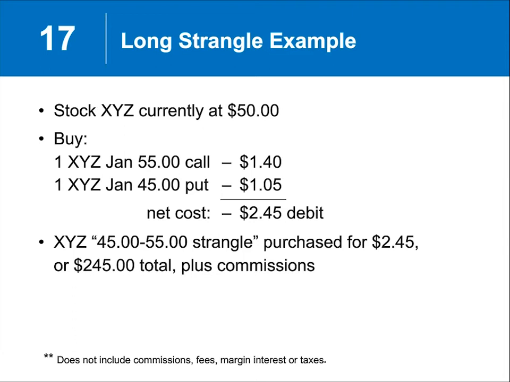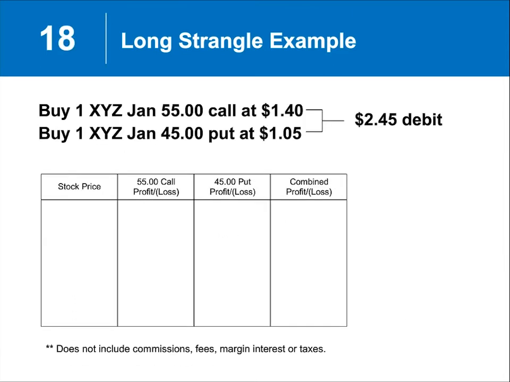So it's $245 total. And again, we have two rights. We have the right to buy the stock at 55, and we have the right to sell the stock at 45. So again, two rights. Where do we think the stock is going to go? So again, we're looking for a big increase in volatility. So we'll fill this table in again.